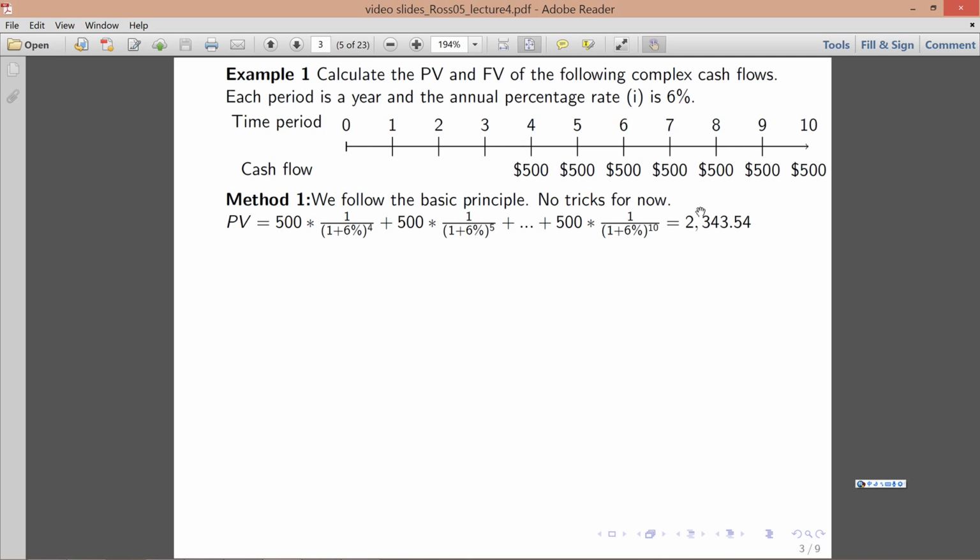It takes like 11 steps to get the final number. Not 11, 8 steps to get the final number.